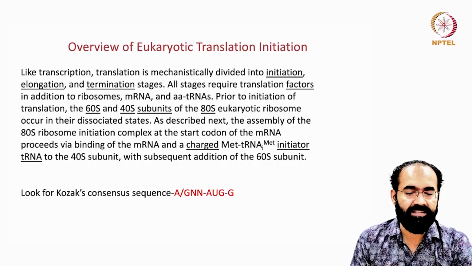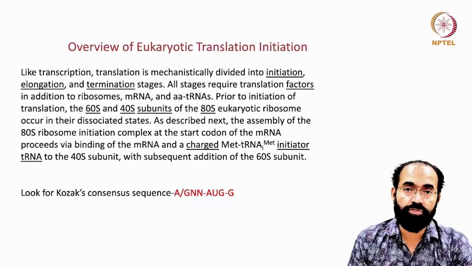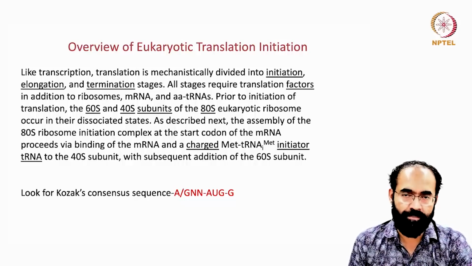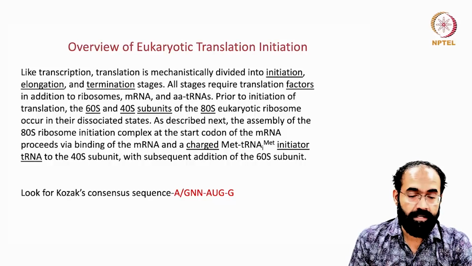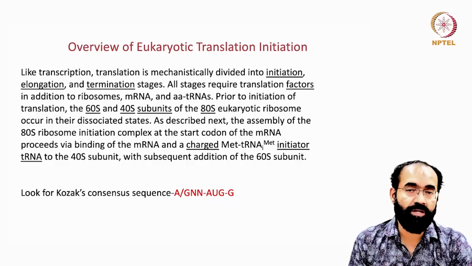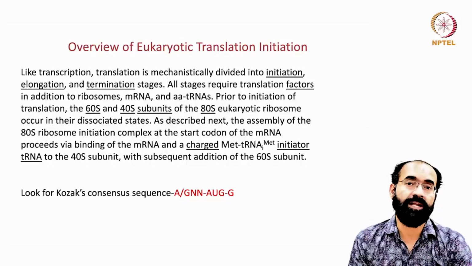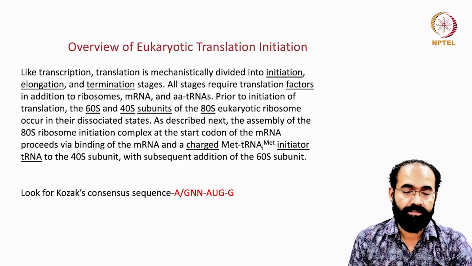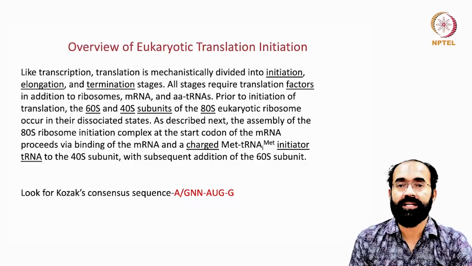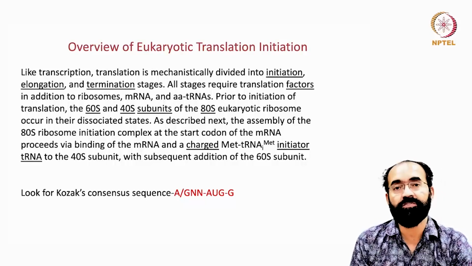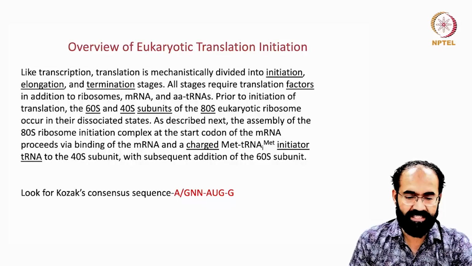Prior to the initiation of translation, the 60S subunit and the 40S subunit, which together constitute the 80S ribosome of the eukaryotic machinery, remain in a dissociated state. You will not find a 60S and 40S assembly in the absence of an mRNA. 60S will be separate, 40S will be separate, and they remain dissociated. They assemble because of an mRNA available for translation.